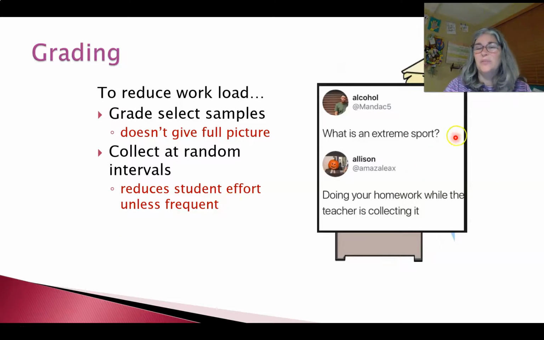I thought this was funny. What is an extreme sport? Doing your homework while the teacher is collecting it, because sometimes that will happen as well.